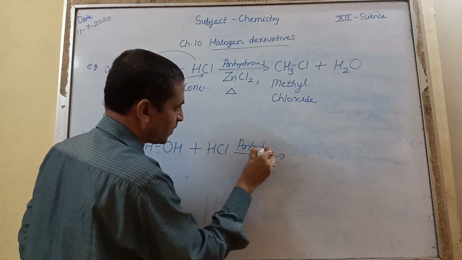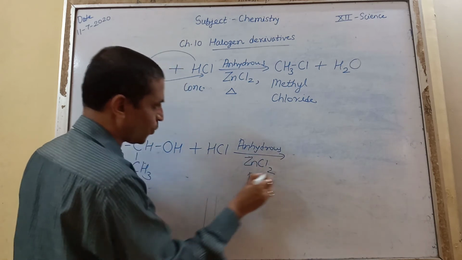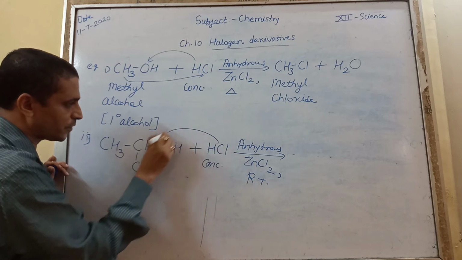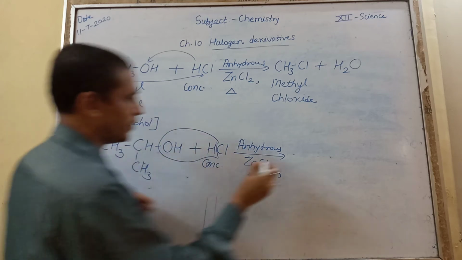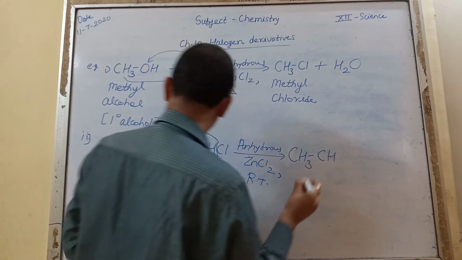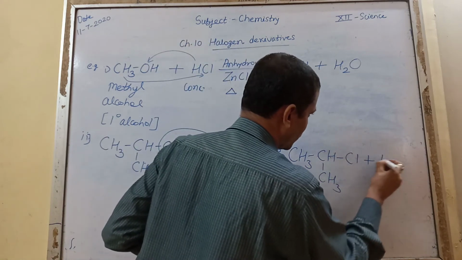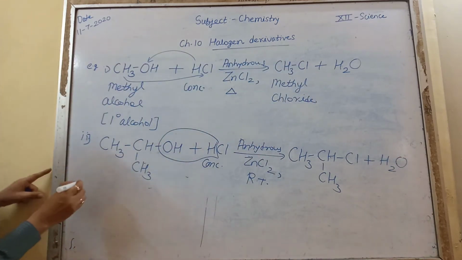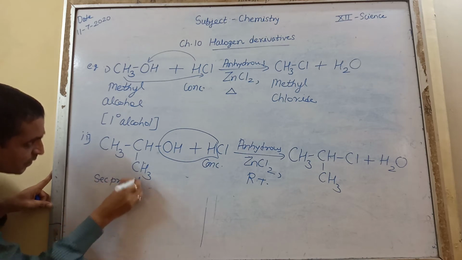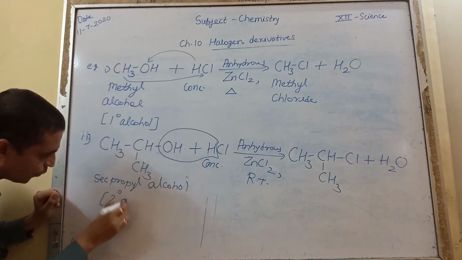Conditions required: anhydrous zinc chloride only and room temperature. Heating is not required, and HCl is concentrated. The same thing happens. H2O, and instead of OH we put CH3CHClCH3 plus water. Its name is secondary propyl alcohol, and it is a secondary alcohol.